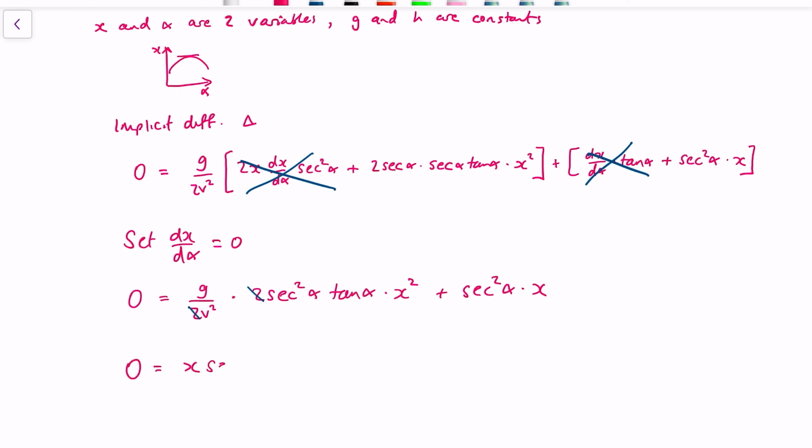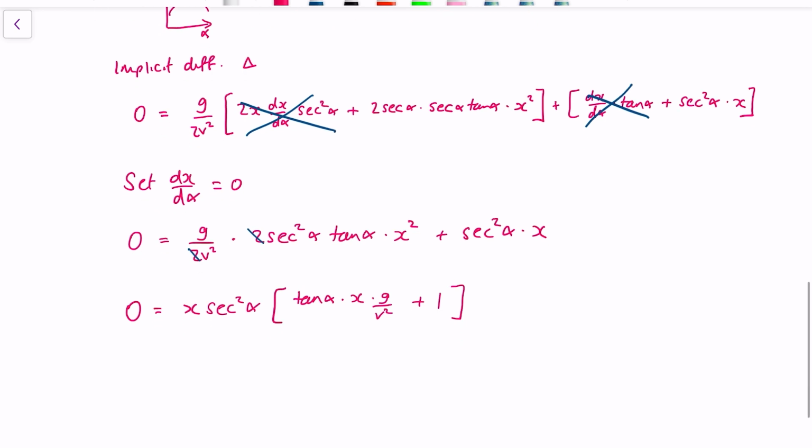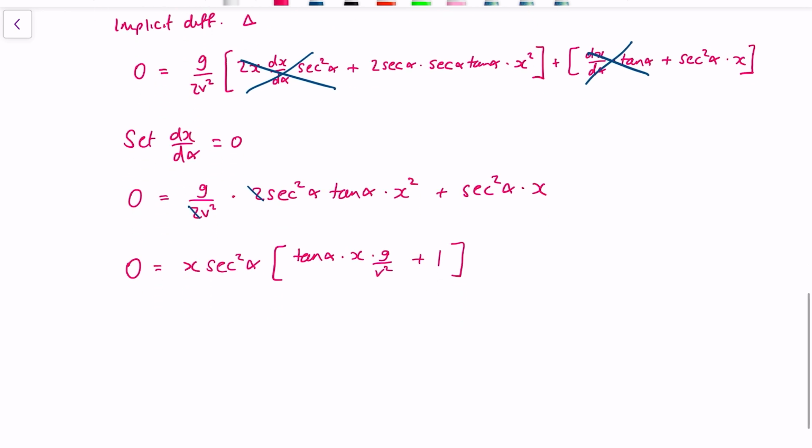So x sec squared, both of those can't be 0. And then the first term needs a tan alpha, another x, and also a g over v squared. And then the second term just plus 1. And for that to equal 0, because the first part can't equal 0, it means that tan alpha times x times g over v squared must equal minus 1.